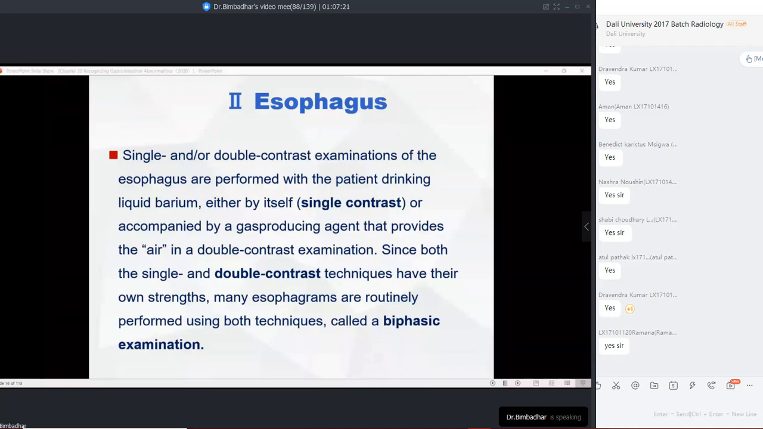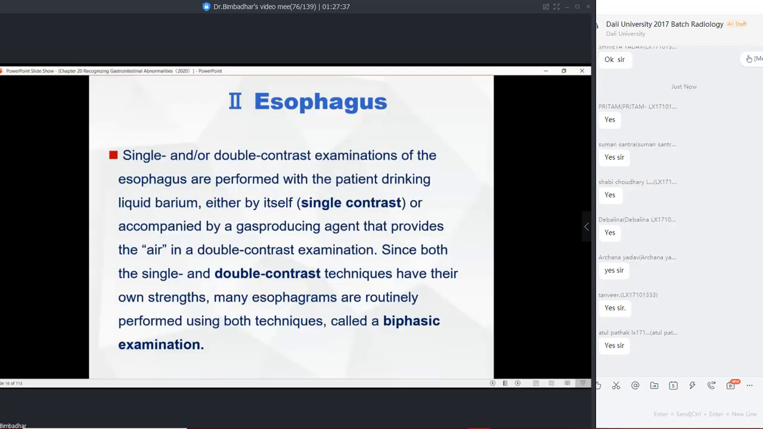Okay, so it is 11:50. Can everybody see the screen? Yes? Okay.